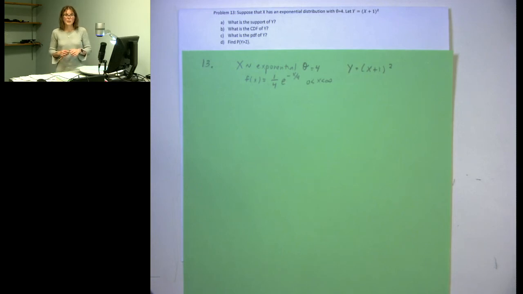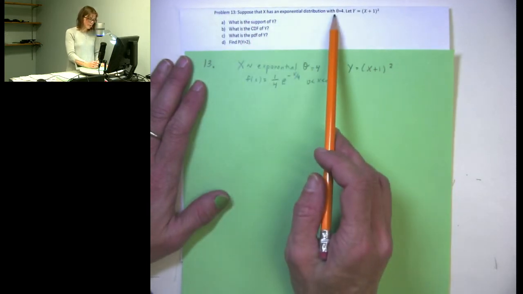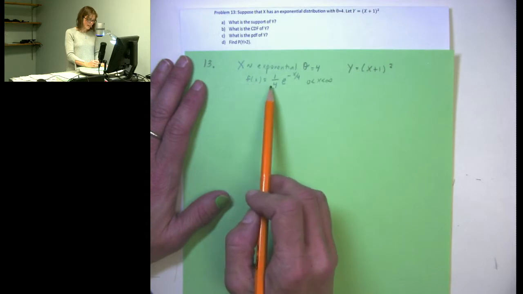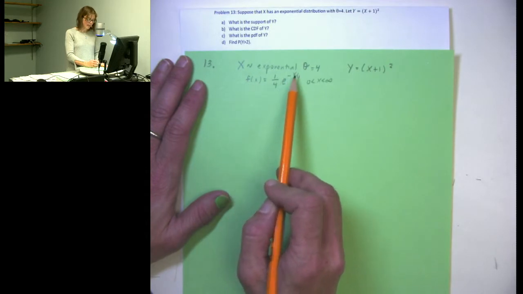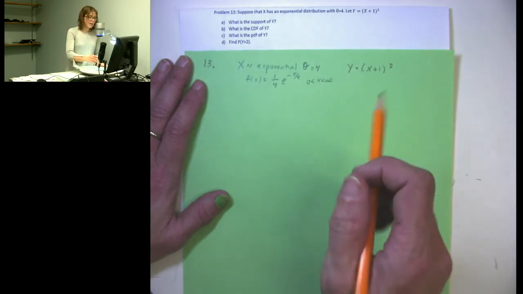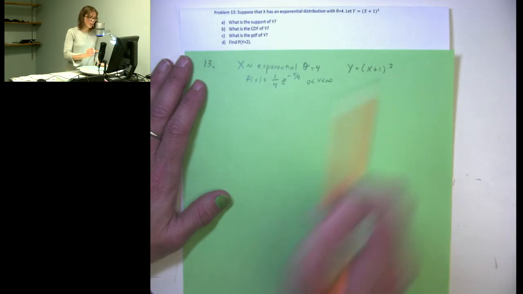This video is going to work through question 13 from the review exercises. So our problem says suppose x has an exponential distribution with theta equal to 4. So what that means is that f of x is equal to 1/4 e to the minus x over 4 for values of x from 0 up to infinity. And then we're letting the random variable y equal (x plus 1) squared.